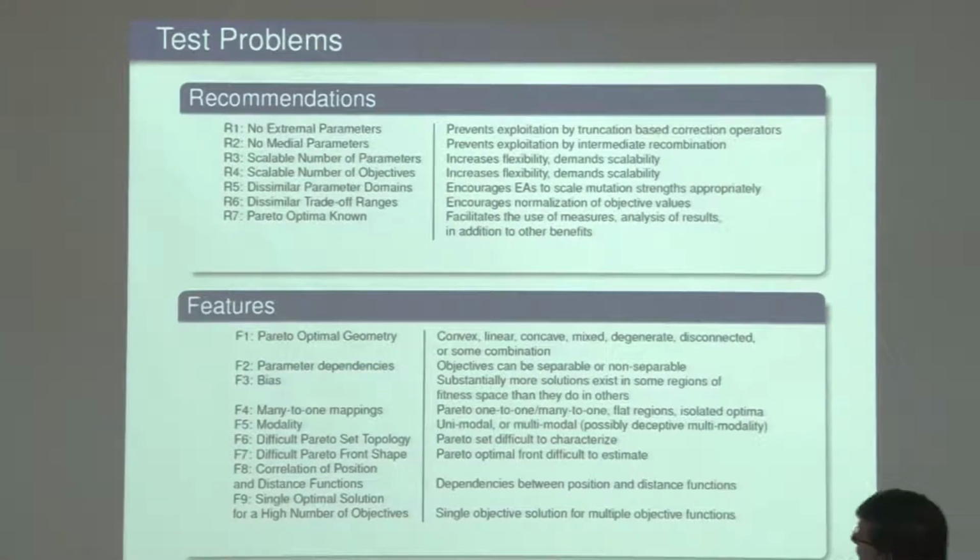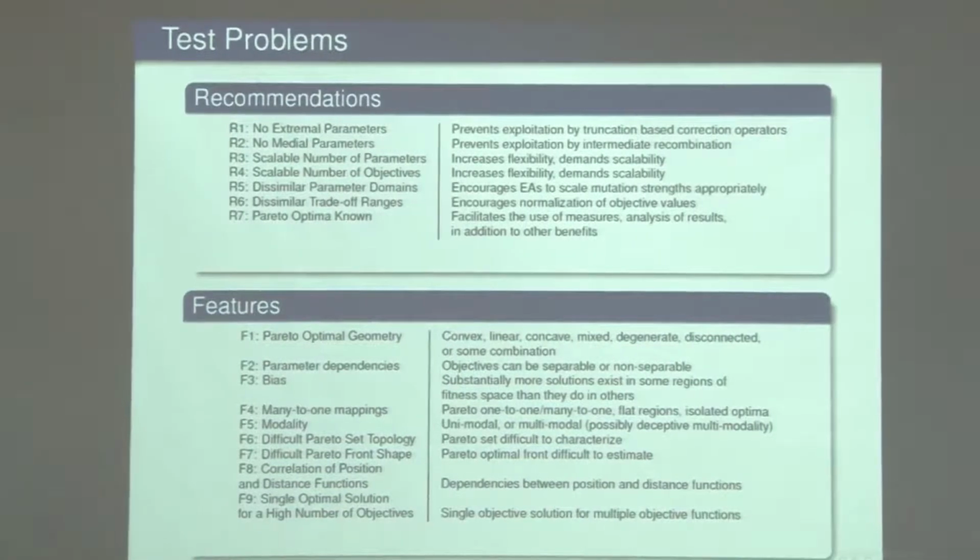So let's take a look at the recommendations. All the ones on top are recommendations, and these are features. So we have, for example, no extremal parameters. This prevents exploitation by truncation-based correction operators. No medial parameters prevents exploitation by intermediate recombination. So in each case, there is a reason for this.